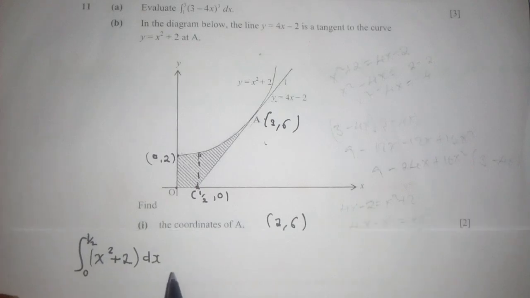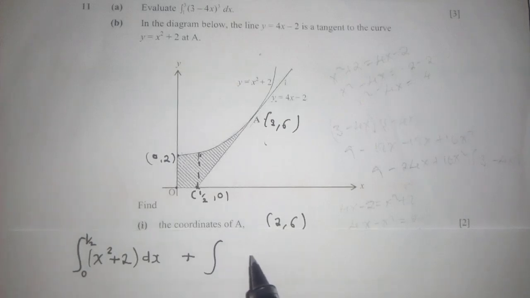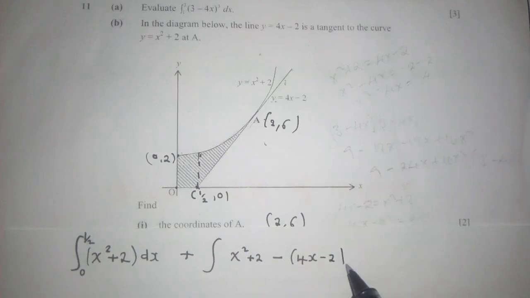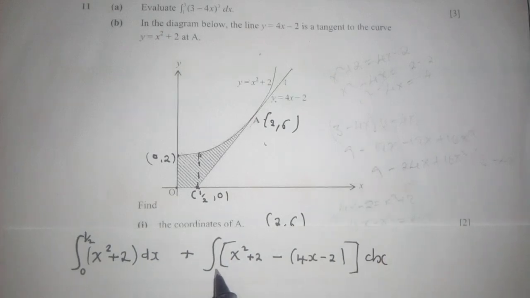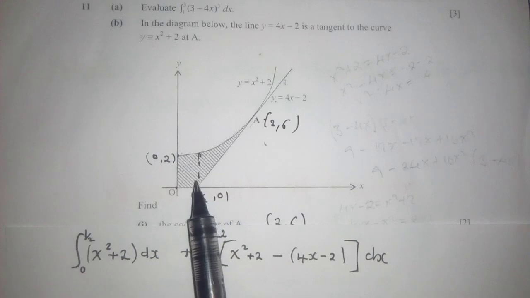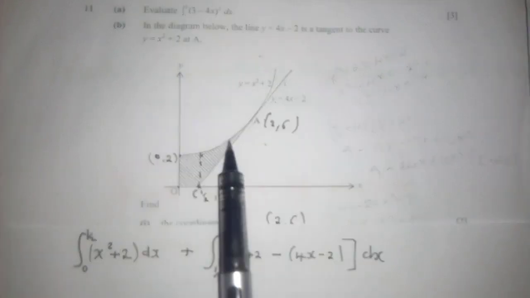So that's it. Then you say plus the integral of x squared plus 2 minus 4x minus 2 dx. The lower limit will be 1 over 2, upper limit will be 2. So even this one, how did I get them? You start moving, because remember I have two regions. For the first one here, it was this. For the second one, it will be this one.